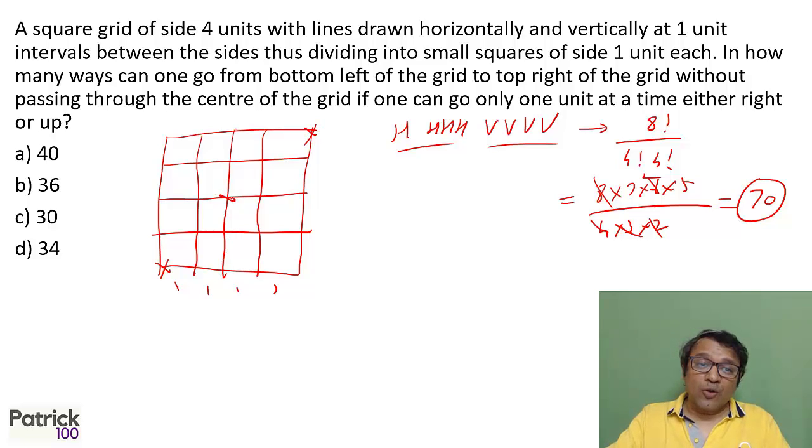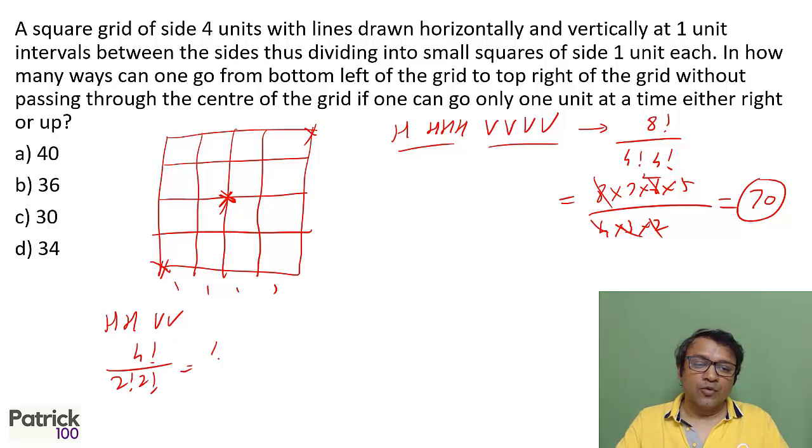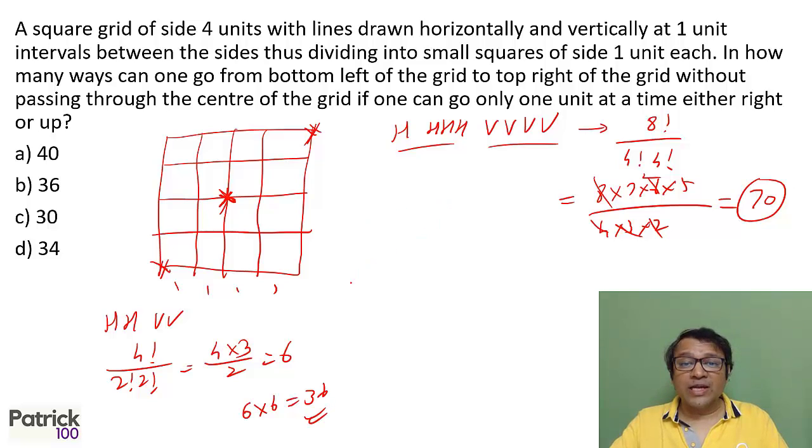How many ways to go through the center? So from left corner I have to go to center. From left corner to go to center, we require 2h and 2v's, which is 4 factorial upon 2 factorial 2 factorial. 4 into 3 upon 2, 6 ways. And similarly from center to right hand side top corner, that will be again 6 ways, same way. So total will be 6 into 6, 36 ways to go through the center. So not to go through the center will be 70 minus 36 ways, 34.